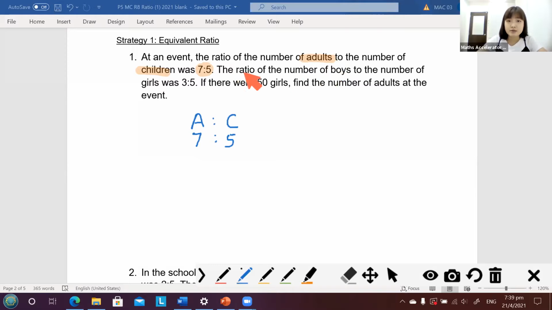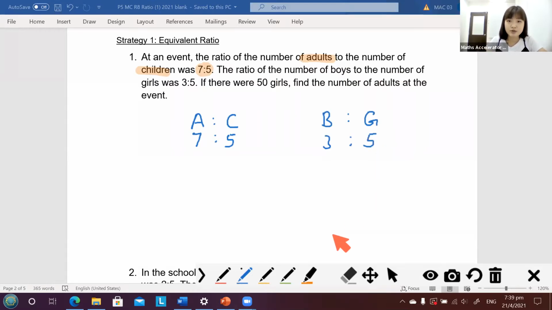Now, the ratio of the number of boys to the number of girls is 3 is to 5. So this is the other set of ratio. Let's put it at the side here. Boys to girls, this is 3 is to 5.